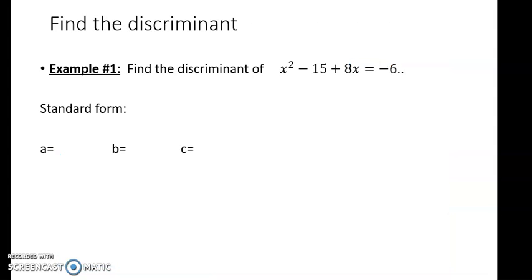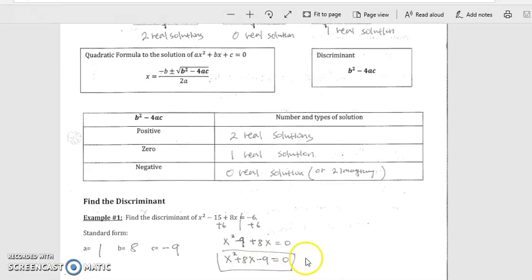So it says find the discriminant. Example number 1, x squared minus 15 plus 8x equals negative 6. So they ask you to put that into standard form. We've been practicing that a little bit. So in order to put that into standard form, you're going to add the 6 to the other side, but you're also going to rearrange those 2 things, right? And so you're going to have an equation that should say x squared plus 8x, right? Because you need it in standard form. And then you're going to have minus 9. x squared plus 8x minus 9, and then that's equal to 0. Now you're ready to go ahead and find the discriminant.